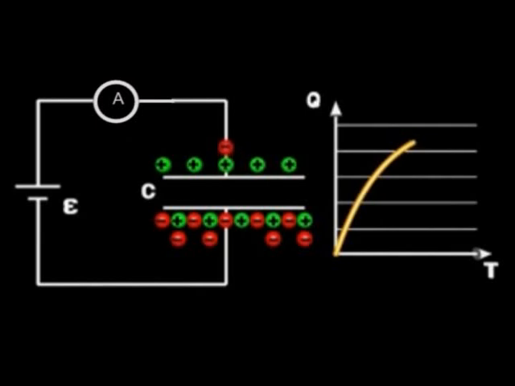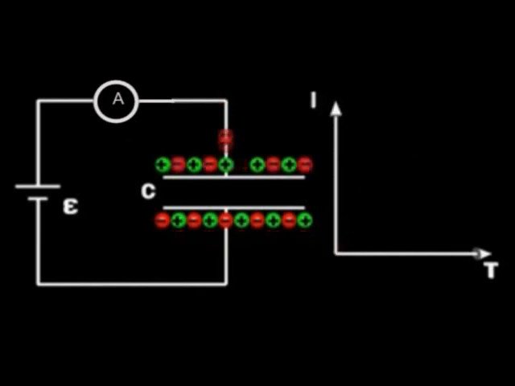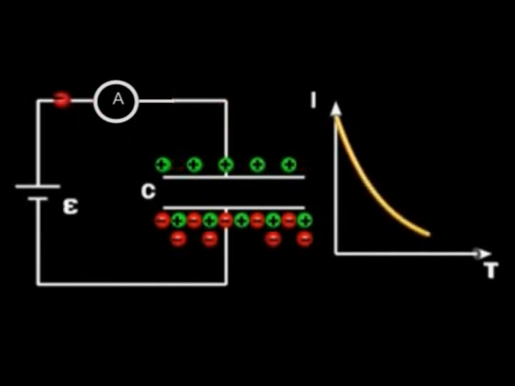Thus, as charging continues, the rate of flow of electrons decreases, and thus current also decreases with time. When the capacitor is fully charged, no electrons flow and current becomes zero as well. That's why the ammeter indicated zero.